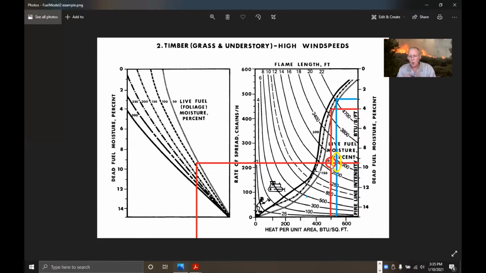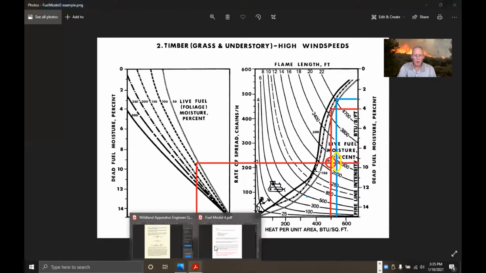So this is where I just arbitrarily, just for explanatory purposes, put the cross. You can see right here, we're looking at a fireline intensity of about 2,150 BTUs per second per foot. But you can come down here and look at this and say, well, that puts it at about 500 BTU per square foot. Or you can come over here and say we've got about 229, as what I estimate it to be, chains per hour. Okay.